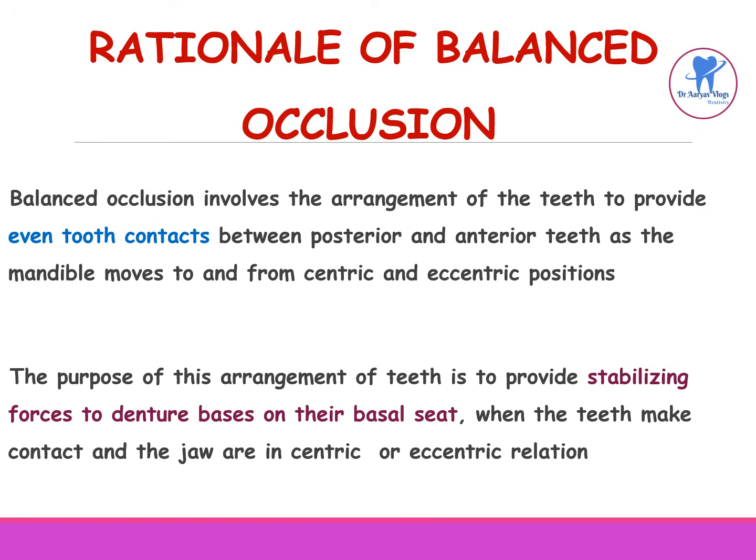What is the rationale of the balanced occlusion? It involves the arrangement of the teeth to provide even tooth contact between the posterior and anterior teeth as the mandible moves to and from centric and eccentric positions. The purpose of this arrangement of teeth is to provide stabilizing forces to denture bases on their basal seat when the teeth make contact and the jaws are in centric or eccentric relation.